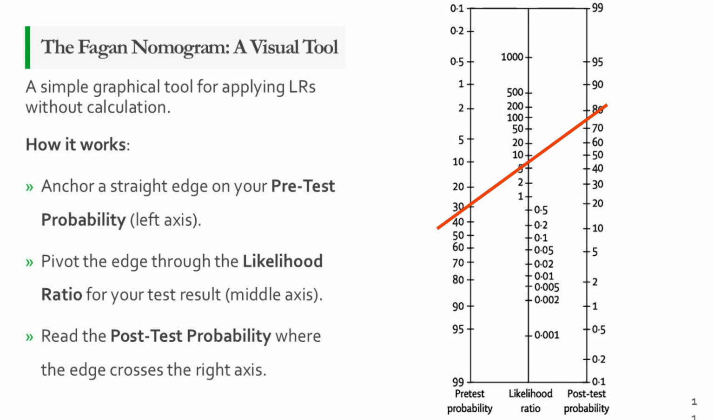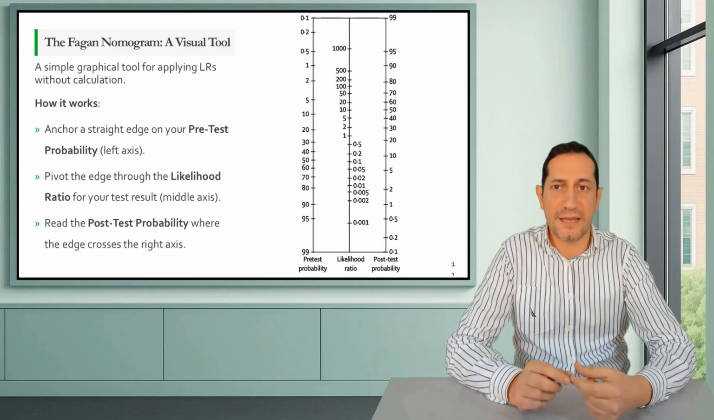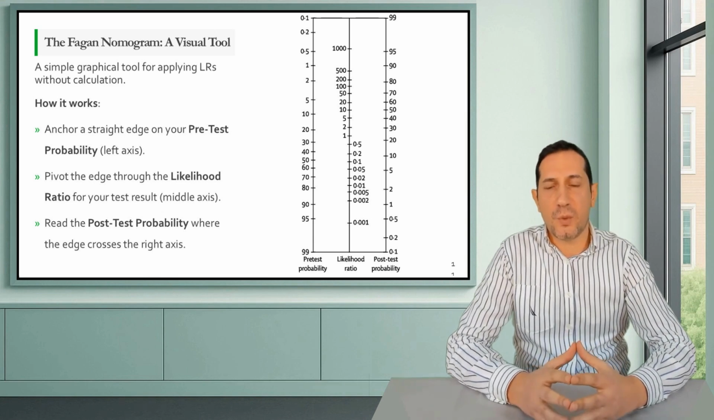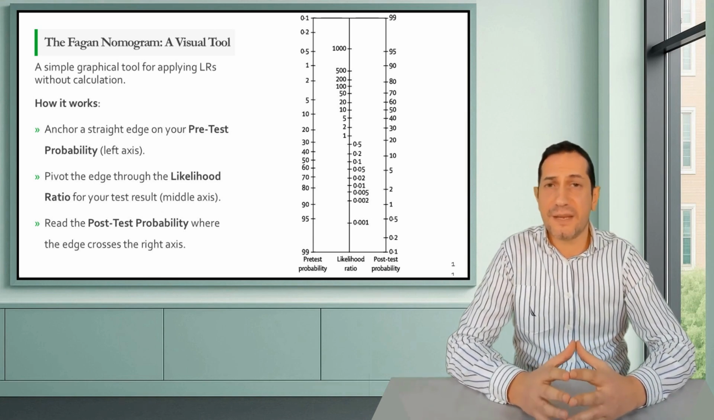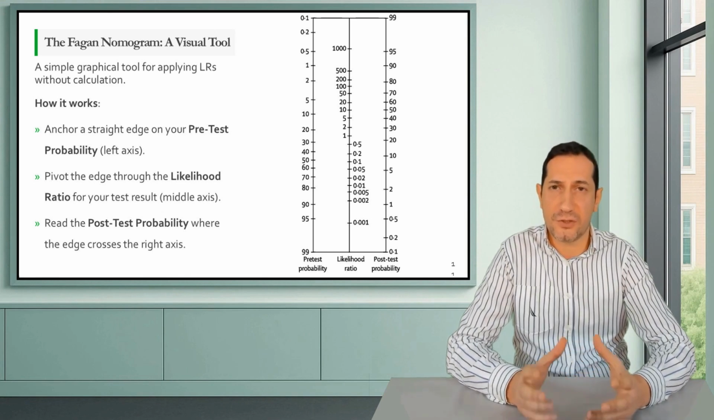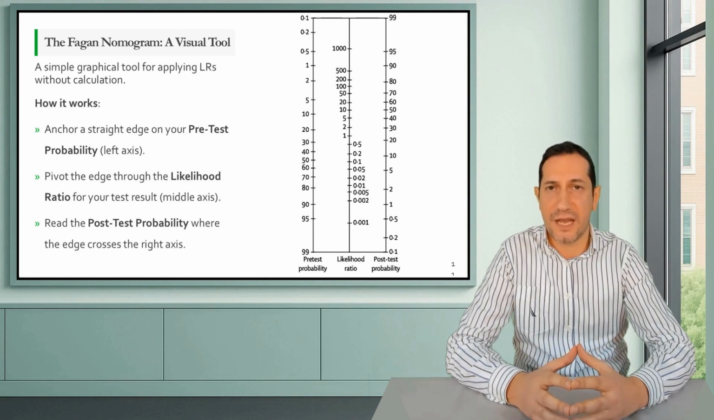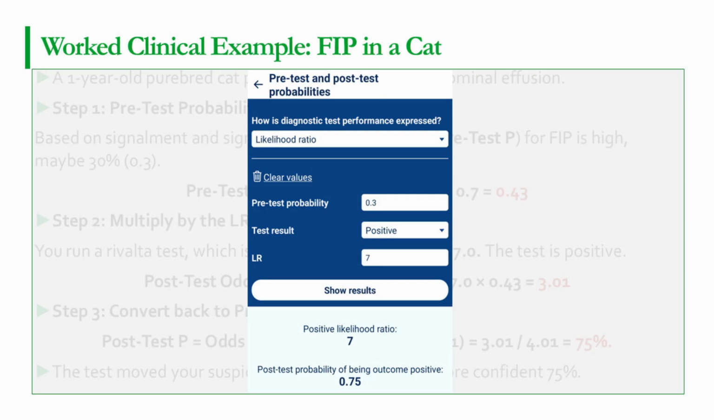Where the ruler crosses the line on the right is your answer. It will land right at 75%, just as we calculated. This is a fantastic tool for doing quick chair-side updates to your diagnostic certainty without ever touching a calculator. In addition, there are several mobile and web applications available to automate these calculations and instantly convert pre-test probabilities into post-test probabilities, like our example worked out in the Epi Toolbox app.